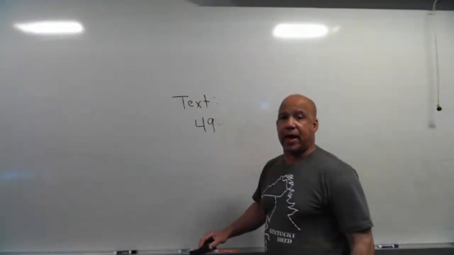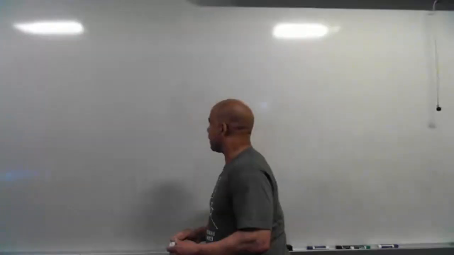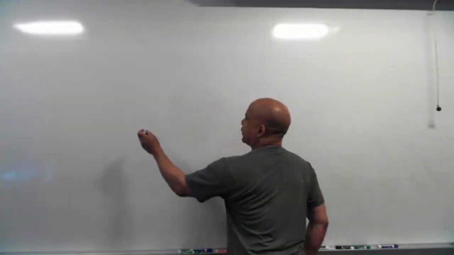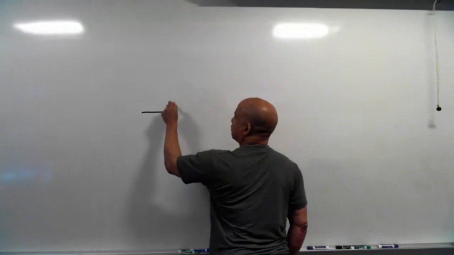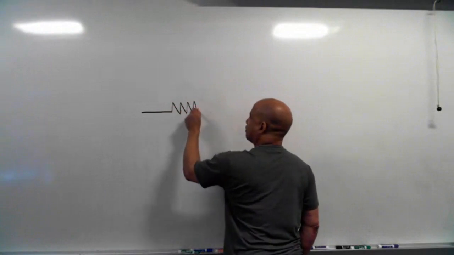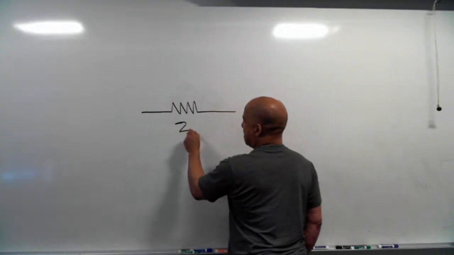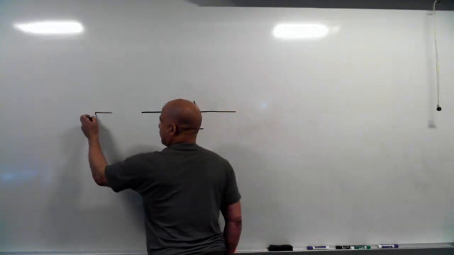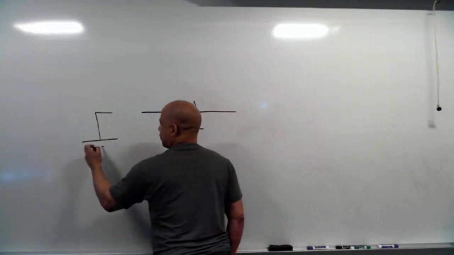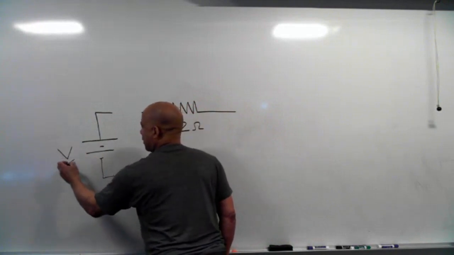Okay, I want to show you guys a simple circuit. So suppose I have a single resistor. We'll just make it 2 ohms. And over here I got some kind of source of voltage. We'll call it VS1.